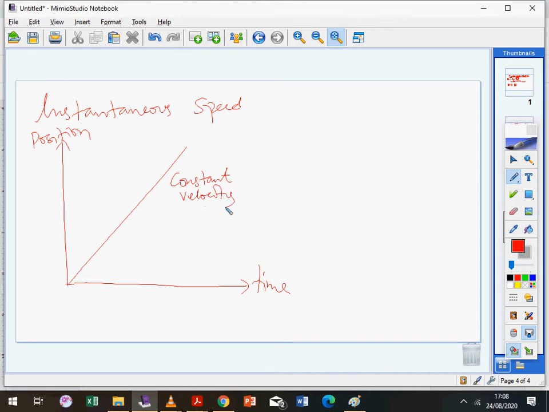Let's just review this really quickly. If the graph is like that and it's position versus time, this object is at rest. If the graph is like that, position versus time, this one is returning to origin or moving in the negative x direction.